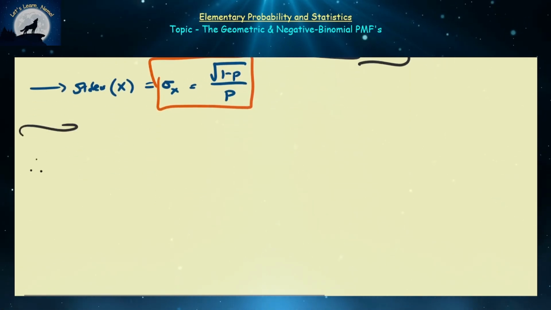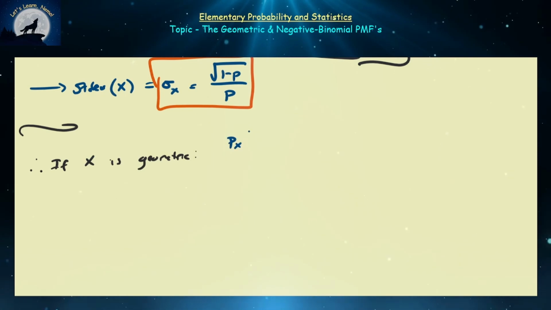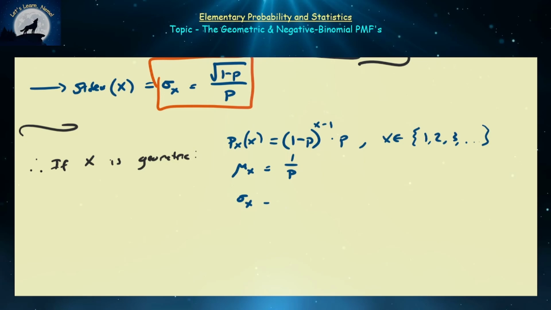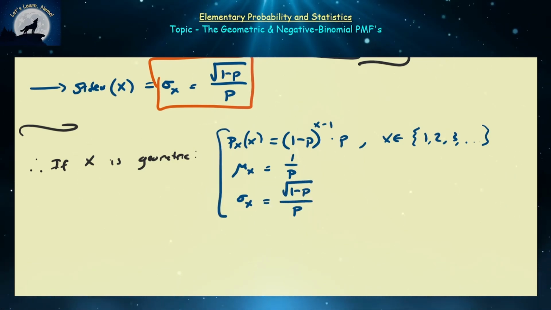So let us summarize this. If x is geometric, what are the only formulas that you in some sense need to know? The probability mass function for geometric random variables is (1 - p)^(x-1) times p, and this is only true for x = 1, 2, 3, up to infinity. The mean of this random variable is 1/p, and the standard deviation is the square root of (1 - p) divided by p.